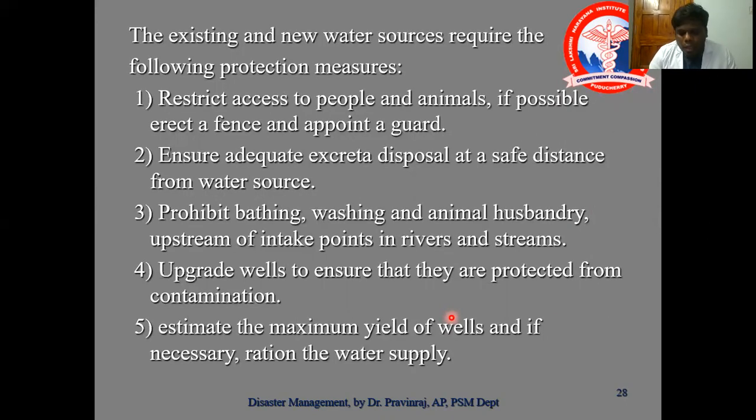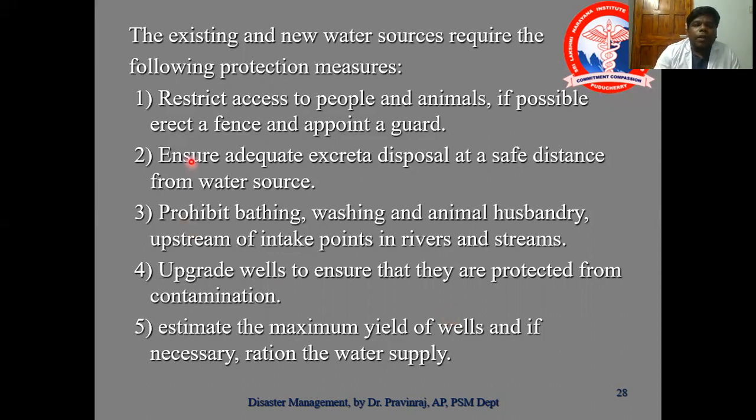So we are living in a disaster site. We already have some water sources in that particular area, and we are also providing some water to that area. So how do we protect all this water? Because there is a chance of contamination, we have to protect it. So we have to put some restrictions in place. What are the things that we have to take care of?